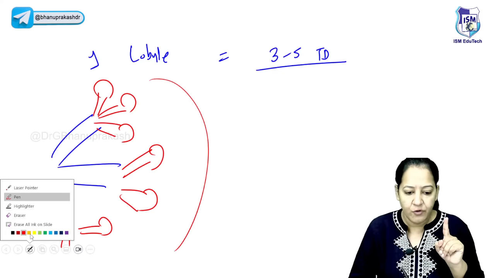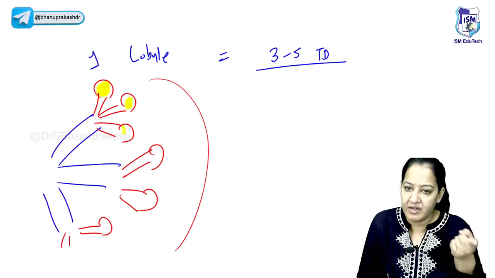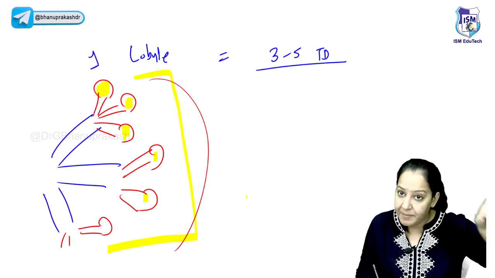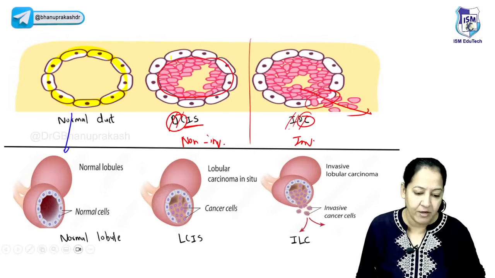You got it? Focus. So if you ask me, ma'am, in this diagram, where is the ductule? I will say this one. One ductule. This one. So 1, 1, 1 is a ductule. But if you take 3 to 5 terminal ducts, it will form one lobule. One lobule contains multiple ducts. How many of you got it?